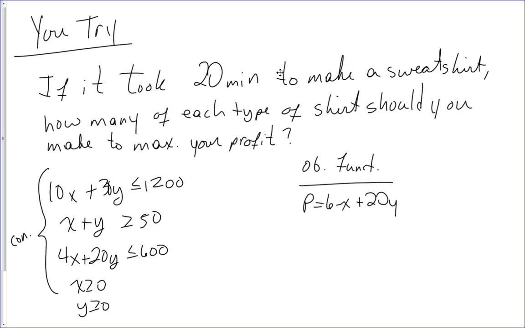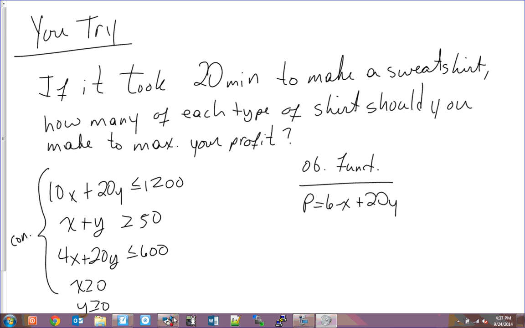If it took 20 minutes now to make a sweatshirt, which one of these is going to change? Hopefully you picked the first one, because this is 10 minutes for a t-shirt plus 30 minutes for a sweatshirt equals 1200. So this one's going to change from 10x plus 30y to 10x plus 20y. The rest of these constraints are going to stay the same, and our objective function is going to stay the same. Because remember, this 20 is $20 profit, whereas this 20 is the amount of time it takes to make your sweatshirts. Now, we're going to have to change one of our graphs.